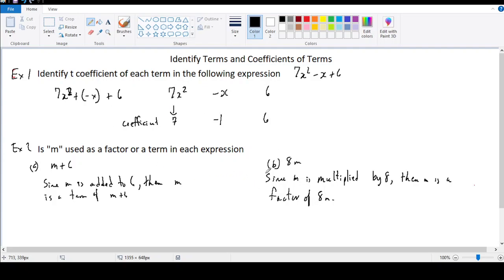So here we can see two examples. First, we identified the coefficient of each term in the expression. Then we identified whether the variable is used as a factor or a term in each expression. As you can see, m plus 6 is combined by addition, therefore it has two terms, while 8m is multiplication, so it has one term.